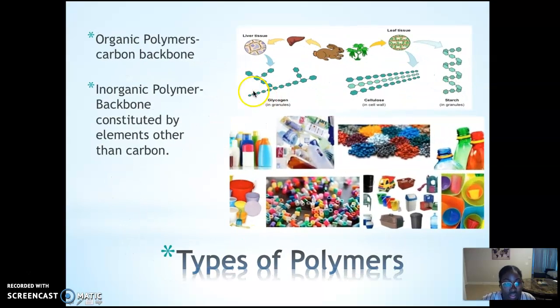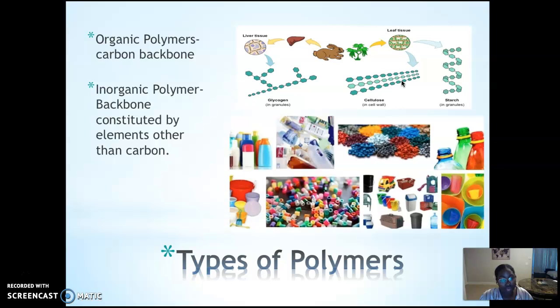So here's an example of organic polymers with a carbon backbone. You've got the liver tissue, also with the glycogen, you see right here how it's repeating. And even in plants, the leaf tissue here, you've got the starch and the cellulose, which is in the cell wall of plants, and how it repeats. These are all naturally occurring polymers.